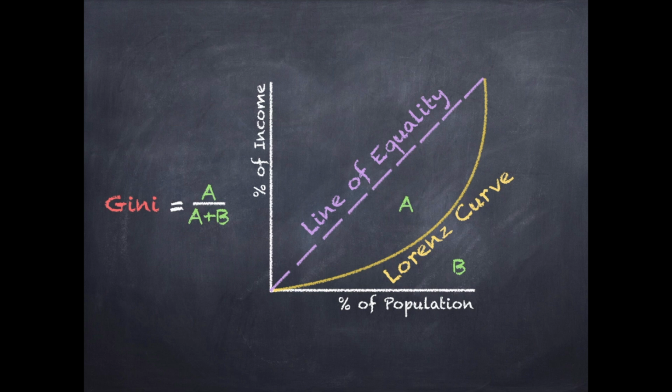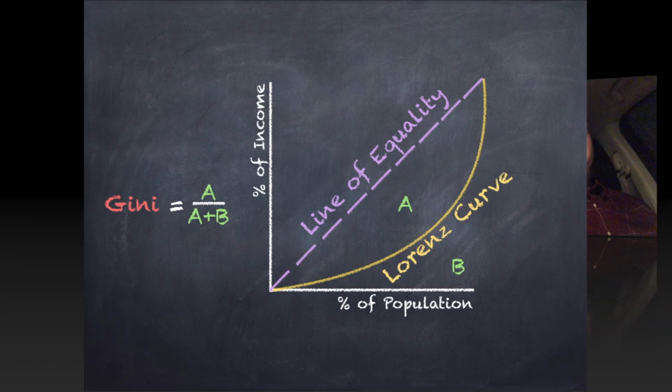Now, if it was all B and A was 0, you'd get 0 over the entirety of B, or 0 over 100, which would be perfect equality. Now the goal isn't perfect equality, it's just to have a Gini coefficient that's closest to perfect equality, or closer to perfect equality. And you can see that with a variety of different countries and where their Gini coefficients are located.